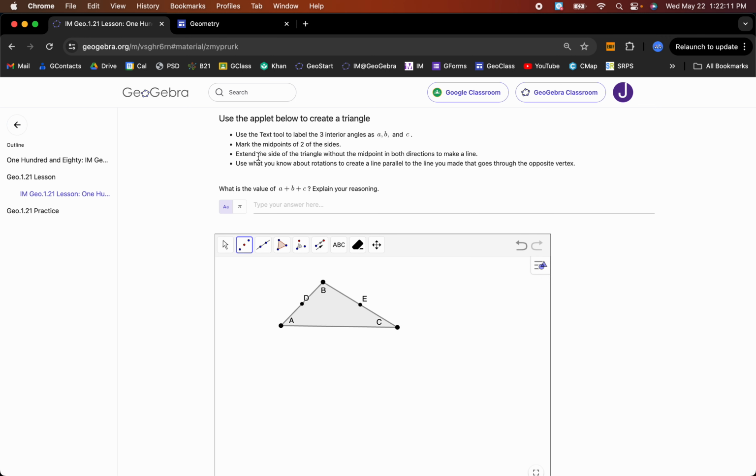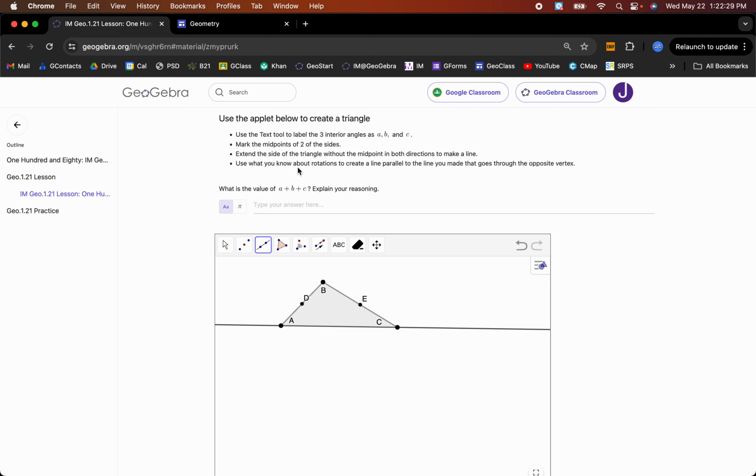It says, oh, extend the side of the triangle without the midpoint in both directions to make a line. Okay, so this is the one without the midpoint, so I've got to extend this in both directions and make it into a line. I can do that. There we go.